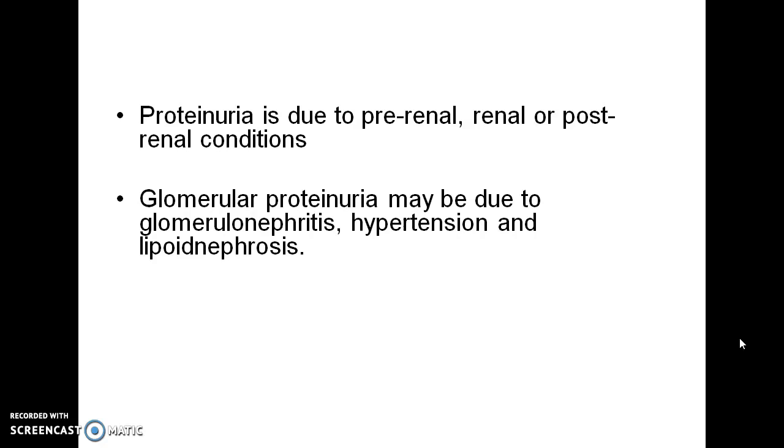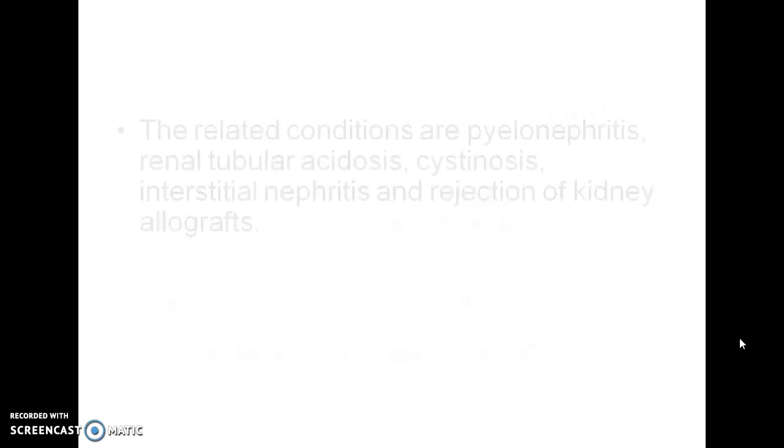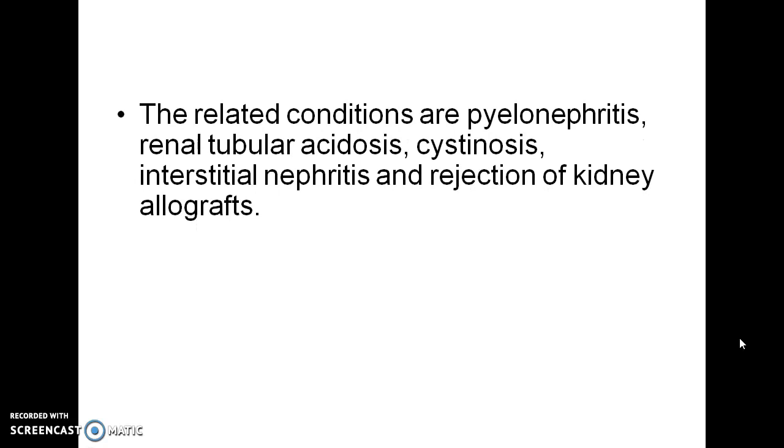Glomerular proteinuria may be due to glomerular nephritis, hypertension and lipoid nephrosis. In diminished tubular reabsorption, low molecular weight proteins are not completely reabsorbed and hence are present in urine. The related conditions are pyelonephritis, renal tubular acidosis, cystinosis, interstitial nephritis, and rejection of kidney allografts.